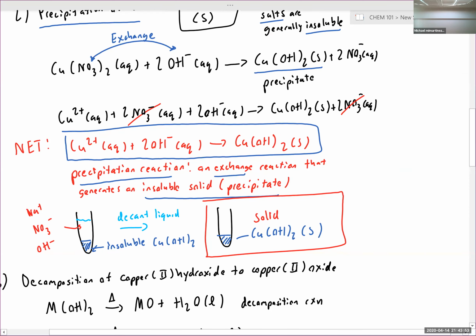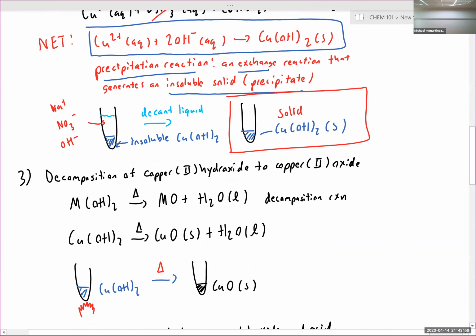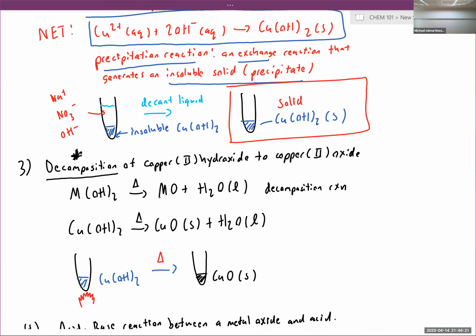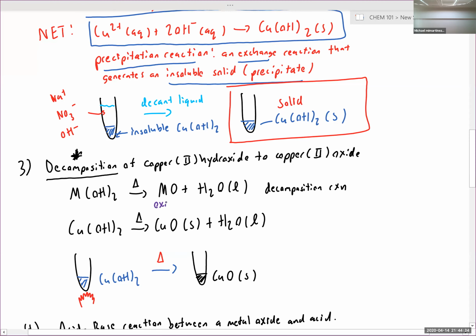So the next reaction that we're going to look at is we're going to take our copper hydroxide and subject it to a decomposition reaction. Let's put a star next to that. In a decomposition reaction, we start off with one material, one reactant, and we generate two or more products. So metal hydroxides, if you heat them, you generate a metal oxide. So let's put a label for that. We generate an oxide and water.